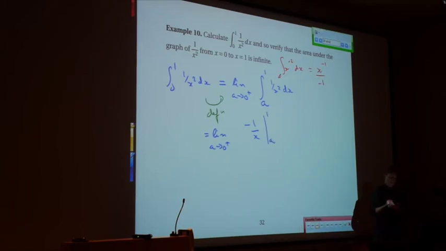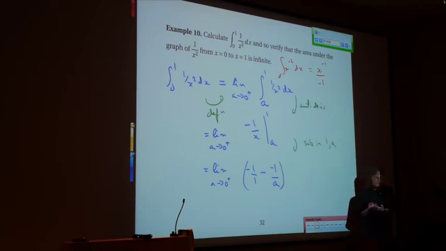We will evaluate that at 2 points, 1 and a. So there's our antiderivative. Then we're going to sub in our limits, a and 1 for the boundaries. And we just keep copying this a goes to 0 in front. We're going to get negative 1 over 1 minus negative 1 over a. That's it. And we'll say plus and plus, sure.